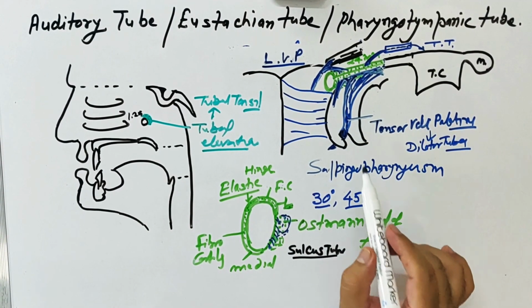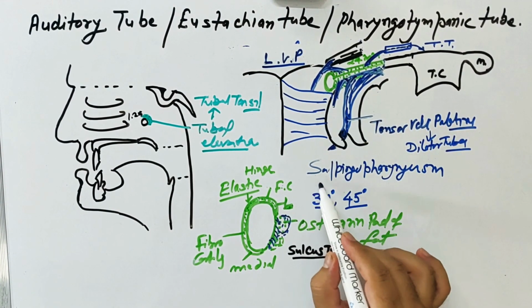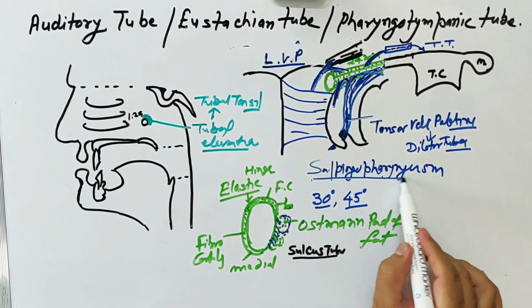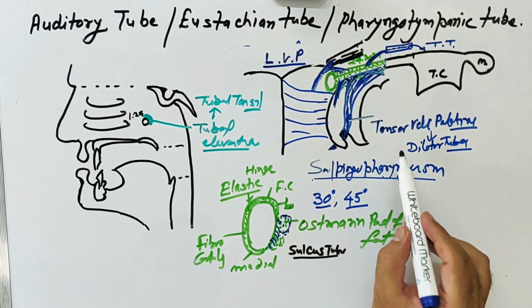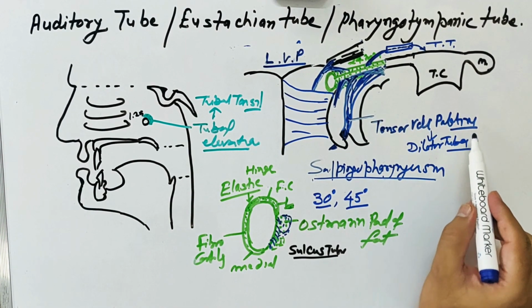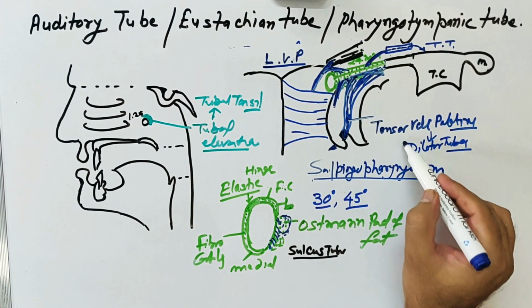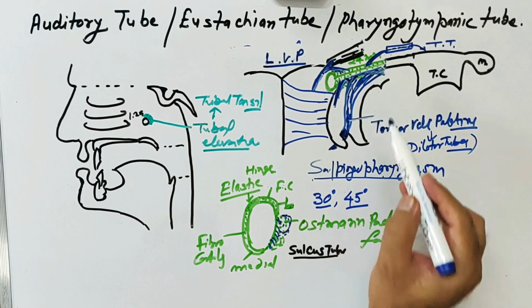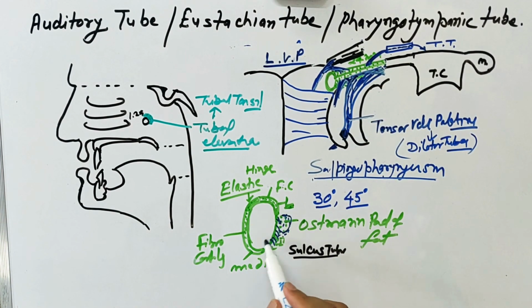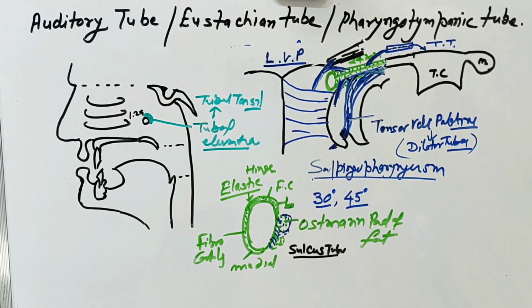According to some authors, the salpingopharyngeus also acts as a dilator tubae. But most authors agree with the tensor veli palatini. It acts as the dilator, so it dilates this auditory tube. So these are the four muscles which attach to the auditory tube.